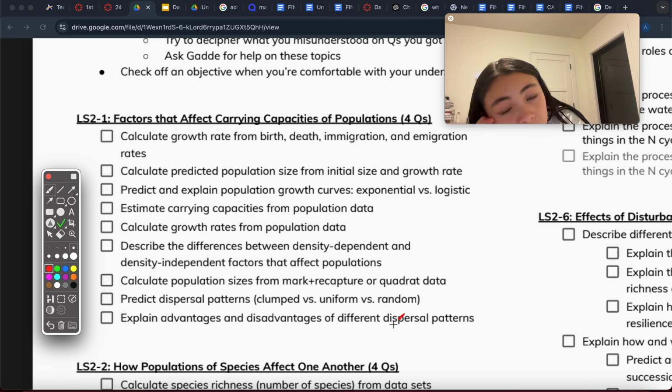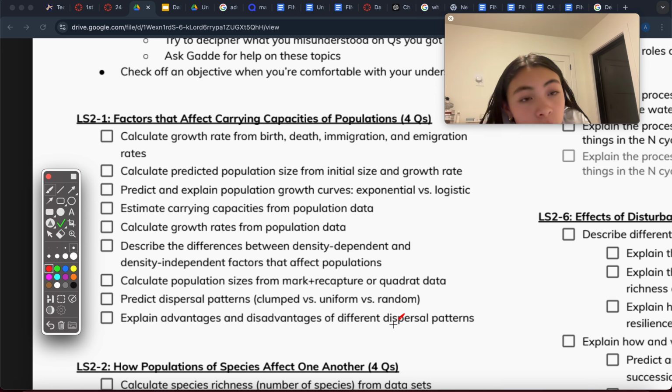But the advantage of clumped is probably that predators are less of a threat because you're with all your peoples rather than secluded from them, like a lone wolf. You have your pack with you, so it's easier to fend off predators.